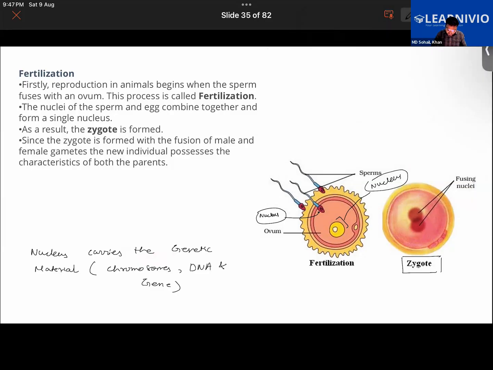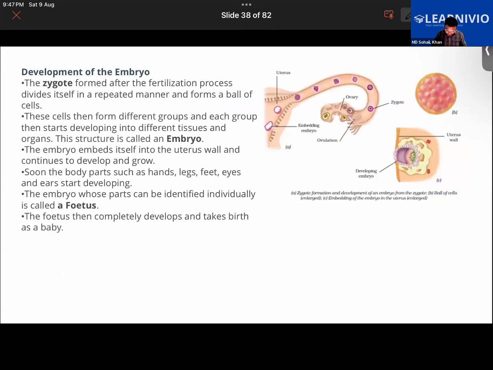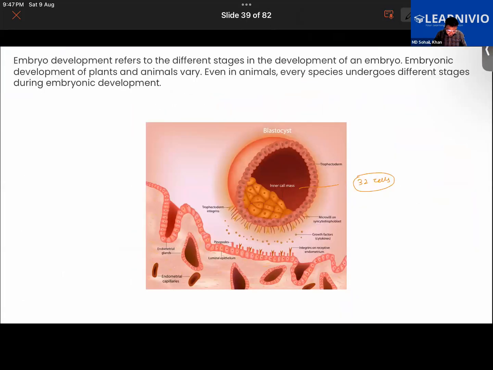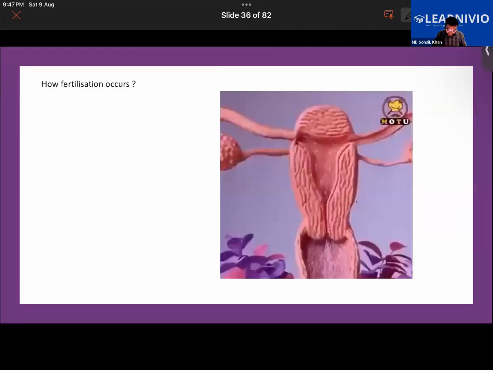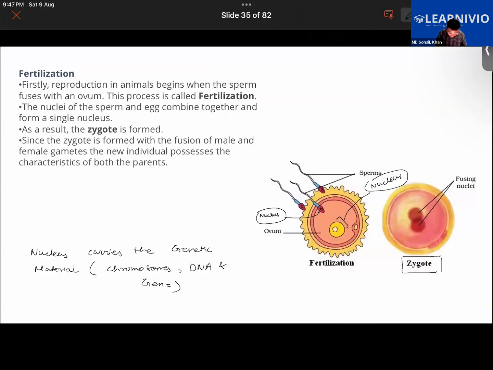When you look at the structure of the nucleus, within it you will find some thread-like structures. If this is a nucleus, there will be thread-like structures present inside it. That is what we call chromosomes. Chromosomes are made up of DNA, and DNA contains genes in it.